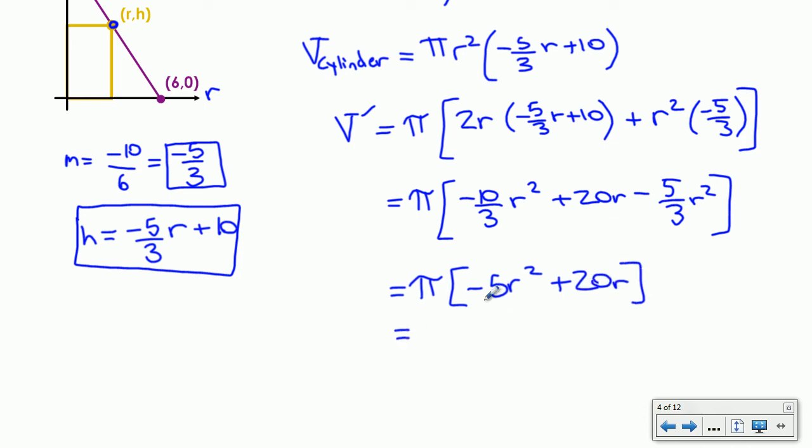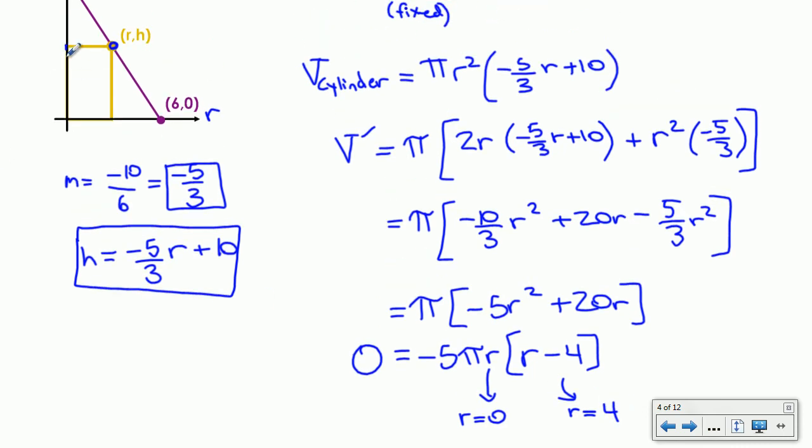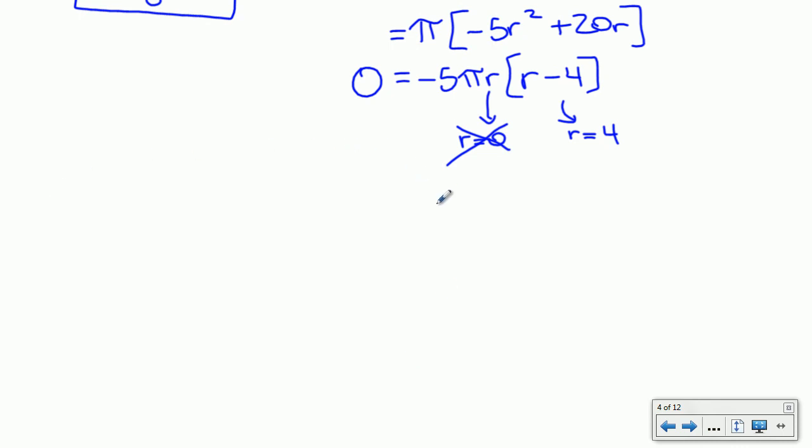I can factor out a -5R from this. And then I'm left with R minus 4. So if I set this equal to 0, that will allow me to give a critical value. So one critical value will be R equals 0, and the other critical value will be R equals 4. Now, if we have a cylinder with 0 radius, we basically have nothing. So that we can eliminate as nonsense. And our radius of the cylinder should be 4 centimeters.